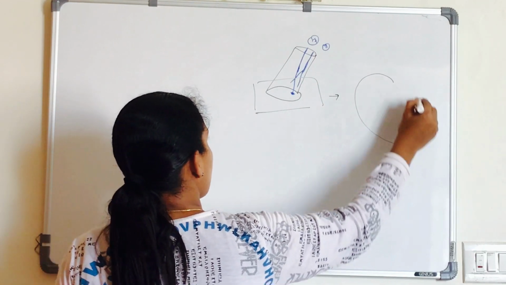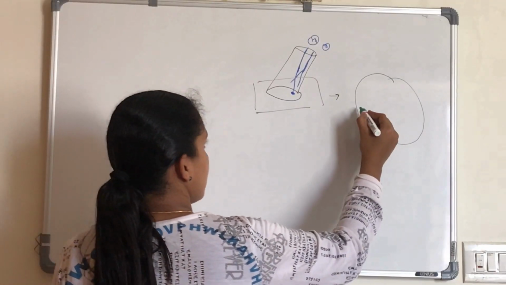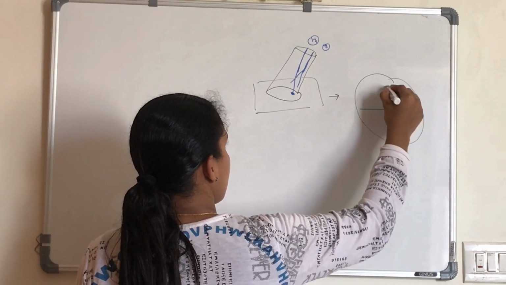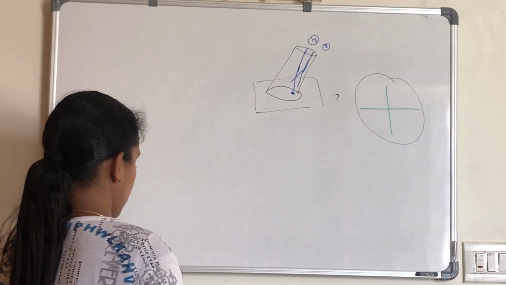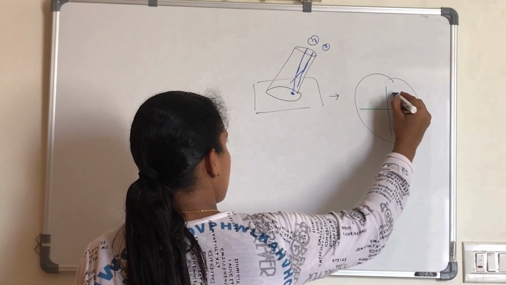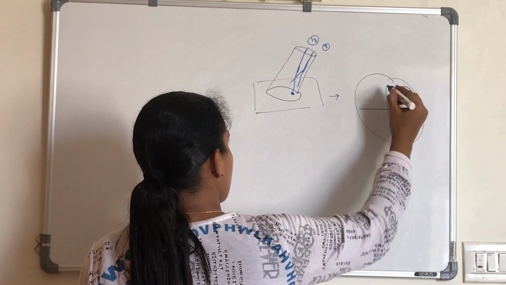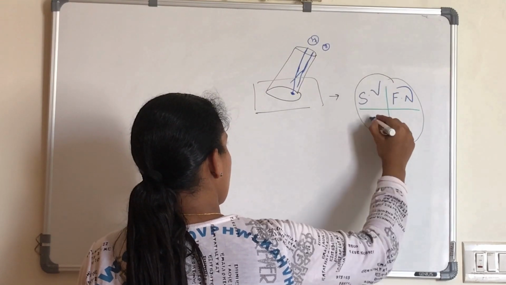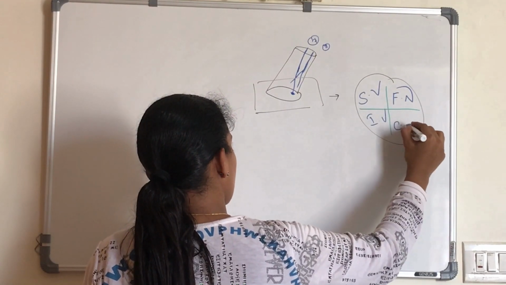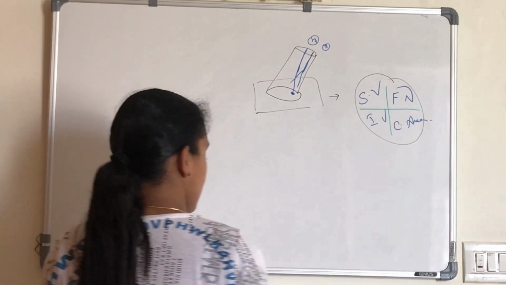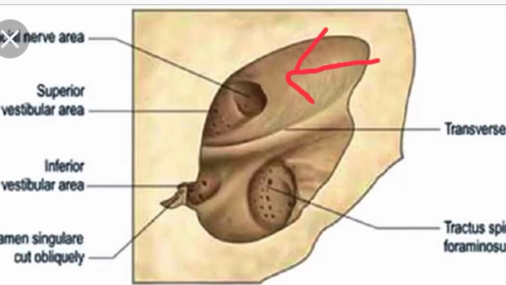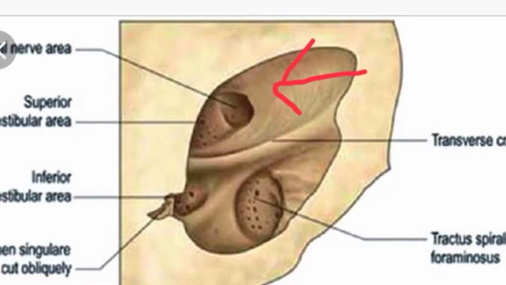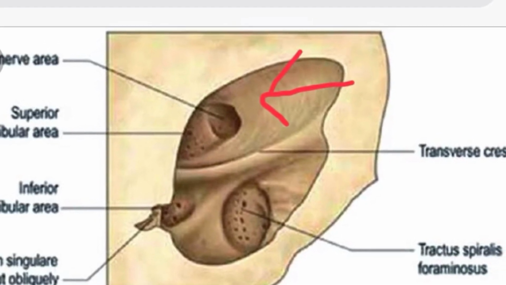This is divided by the horizontal crest or falciform crest and vertical crest or Bill's bar into 4 quadrants. In the anterior and superior quadrant is the facial canal or fallopian canal, posterior superior and posterior inferior are the superior and inferior vestibular areas. Anterior inferior quadrant is the cochlear area. That's enough.